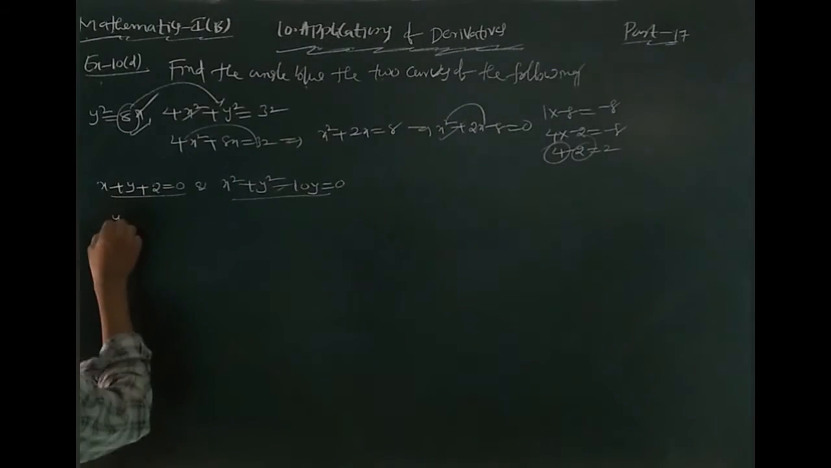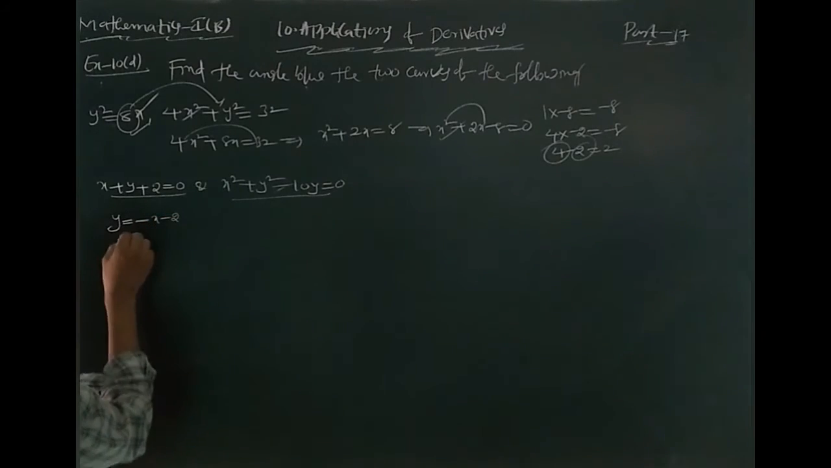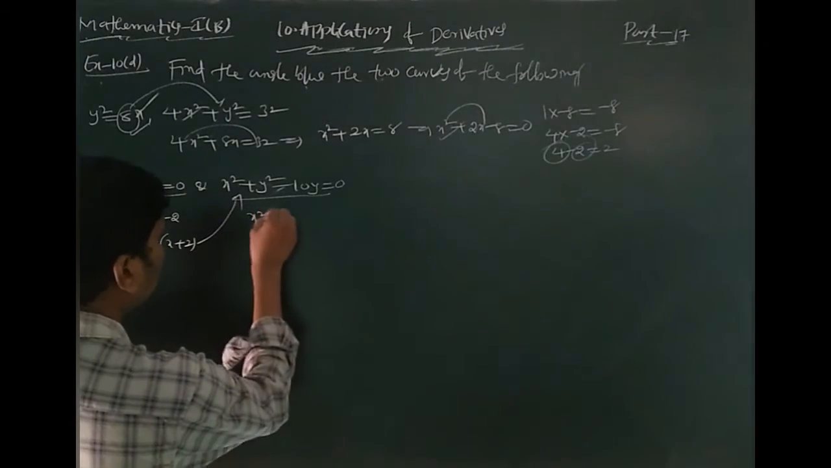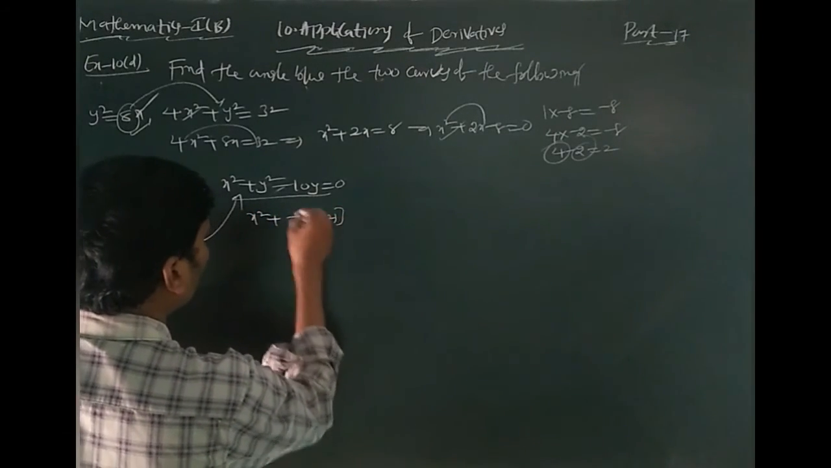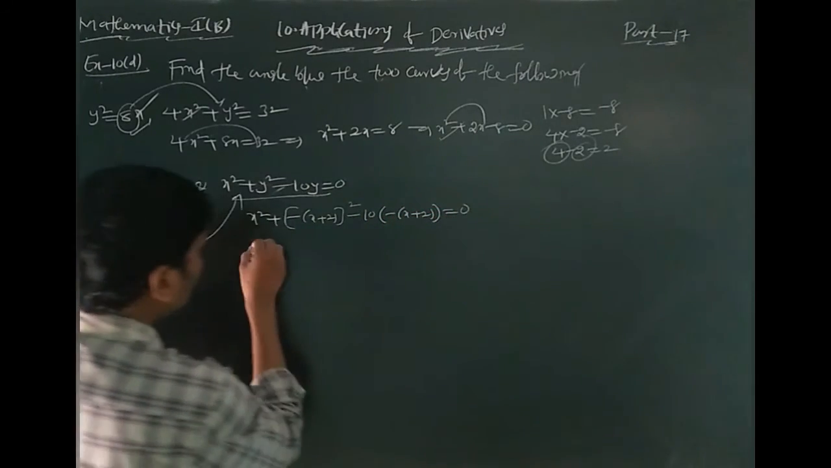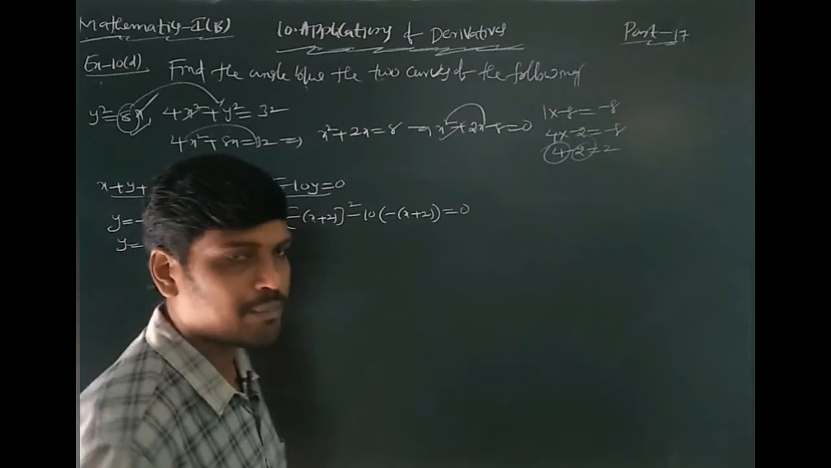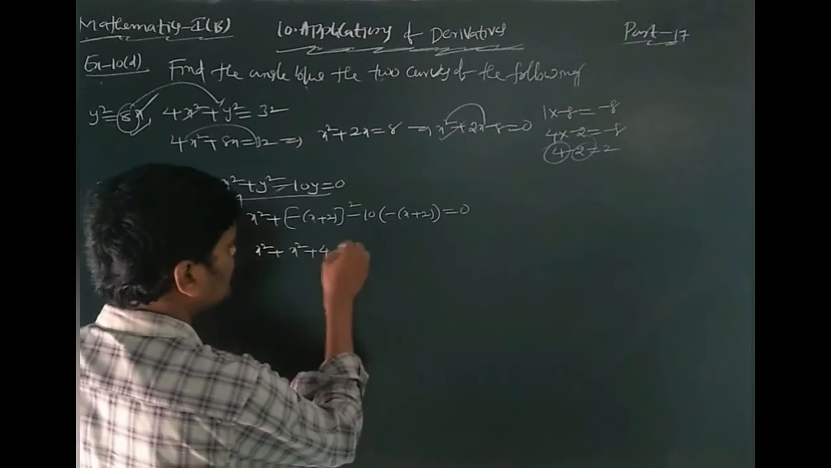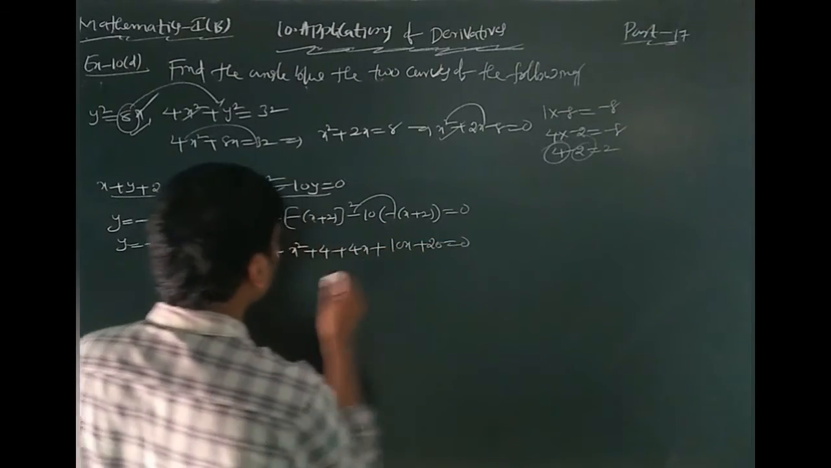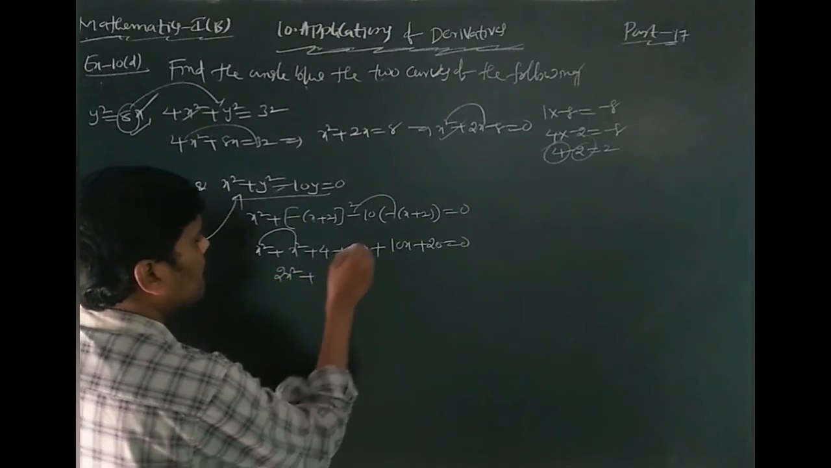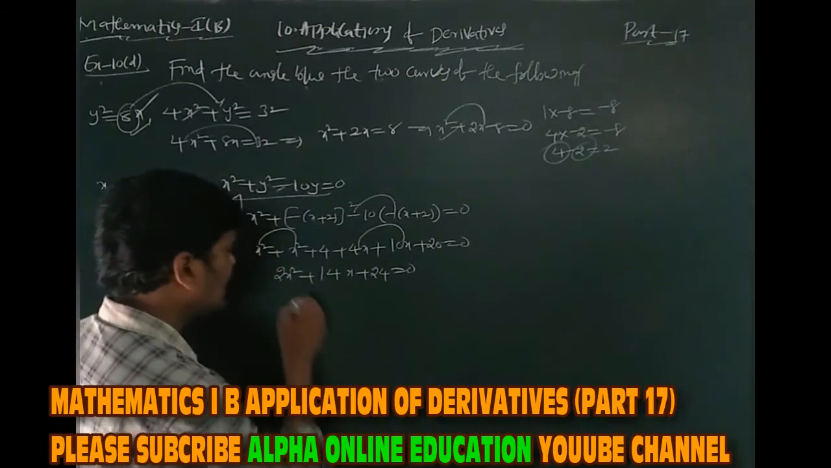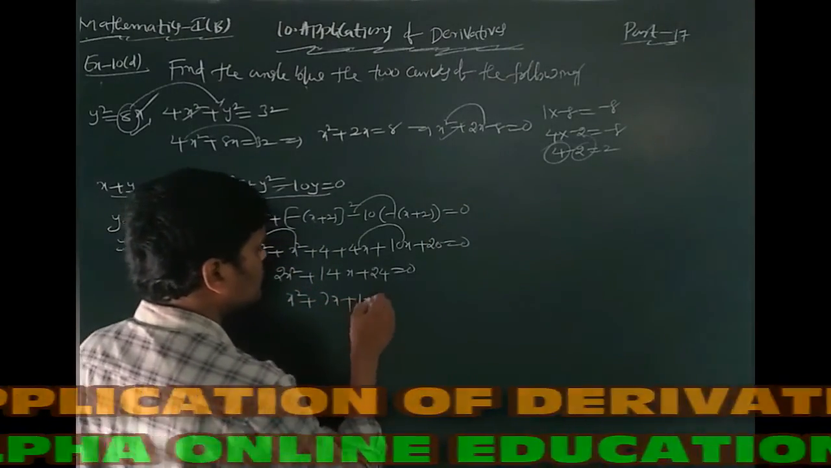See students, in this place we can write y is equal to minus x minus 2, that is, y is equal to minus of x plus 2. Substitute in this equation and you get x square plus minus of x plus 2, whole square, minus 10 into minus of x plus 2, equal to 0. After that, using a plus b whole square, a square plus b square plus 2ab, you get 4x, minus into minus plus 10x plus 20 equal to 0. This gives 2x square plus 14x plus 24 equal to 0. Take all terms common: x square plus 7x plus 12 equal to 0.